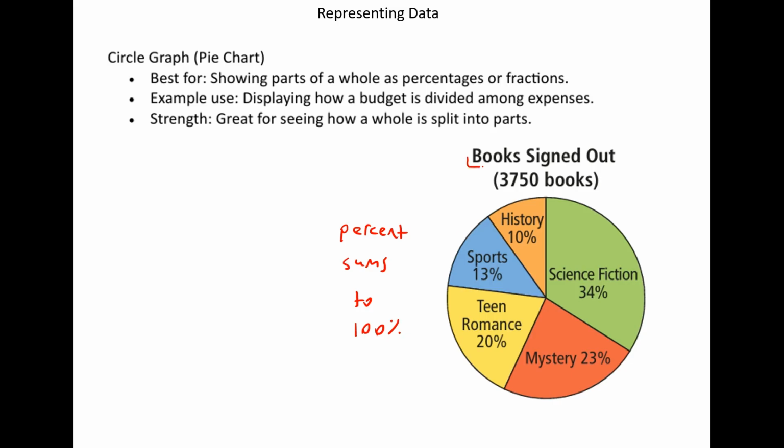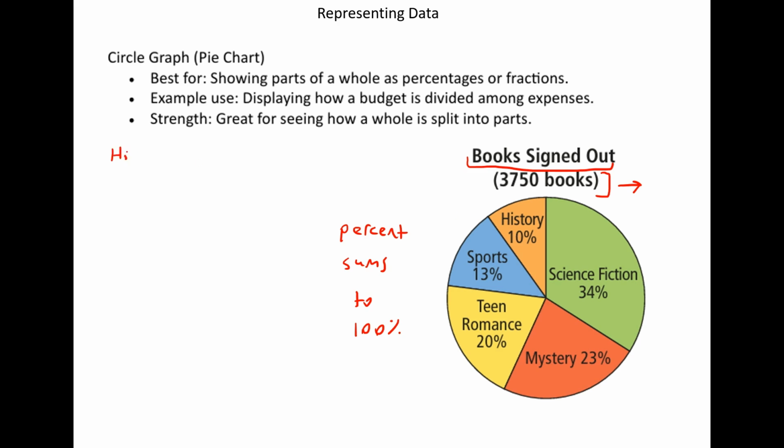It also has a title, which is good. And it has one more thing that's really important, which is this here. It tells us the number of books in total. So we need to know the total so we can find how much of the total books is history. So then we would take 10, for example, right, for history.